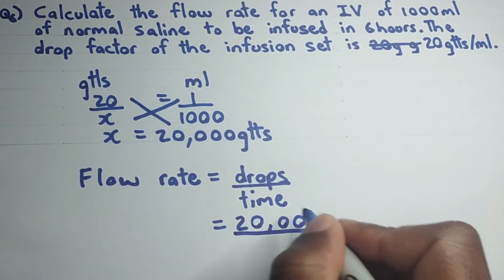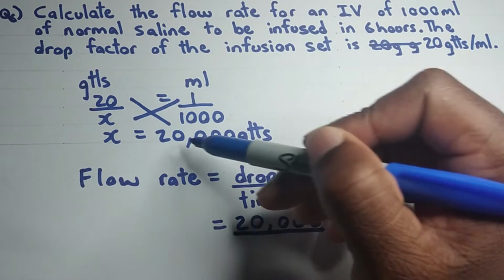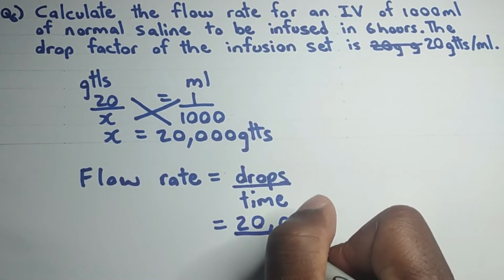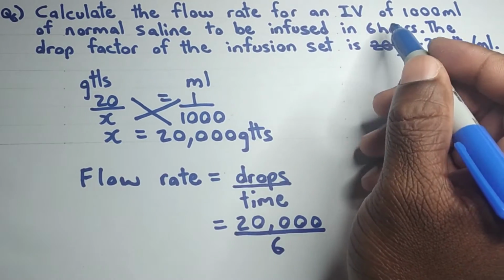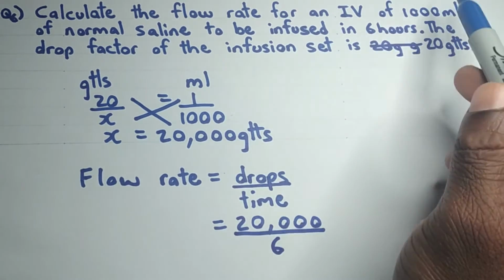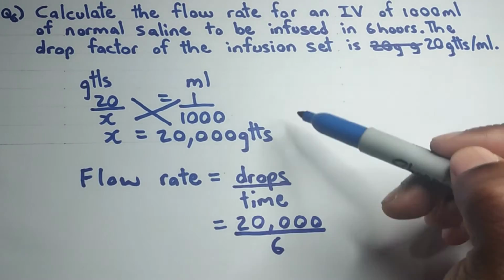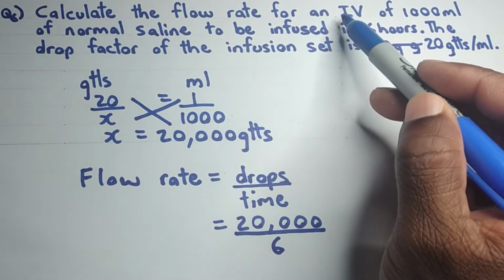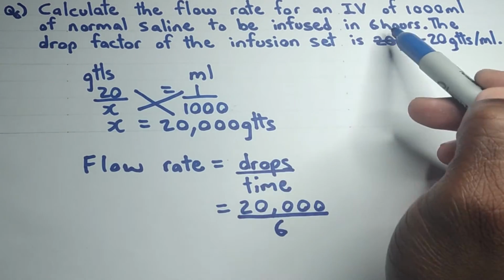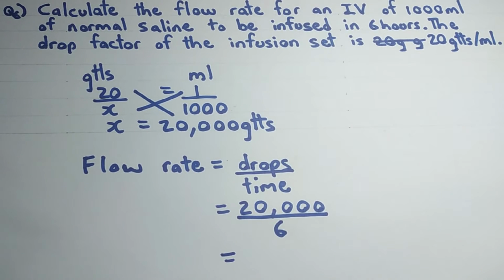So we'll have this 20,000 drops because this is the equivalent for 1000 milliliters. We can get 20,000 drops from this 1000 milliliter right here. And the time that we're dealing with is the 6 hours right here. Because we want to know pretty much the flow rate for an IV of, and remember, we converted this 1000 milliliter to 20,000 drops, so the flow rate for an IV of 20,000 drops of normal saline to be infused in 6 hours. Once we calculate this, we would have obtained our answer.